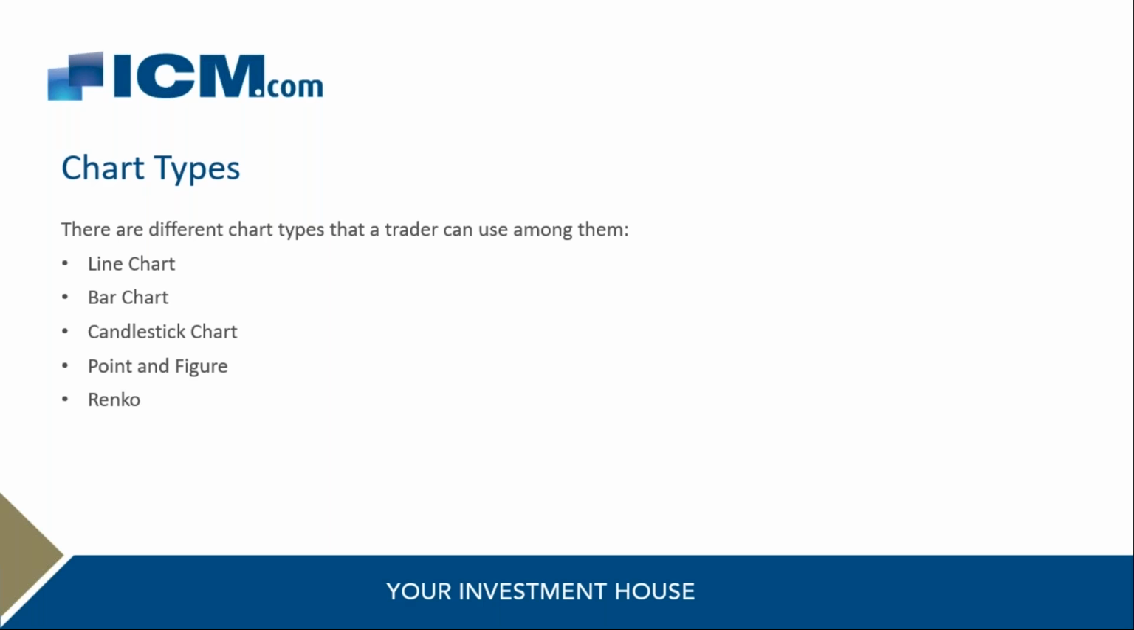We have different chart types, but among the most popular are the line chart, bar chart, candlestick chart, point and figure, and Renko. So these are five different chart types. Three of them are based on time: the line, bar, and candlestick. They are available on MetaTrader 4 by default. Point and figure and Renko don't take time into consideration, but only focus on the change in price.